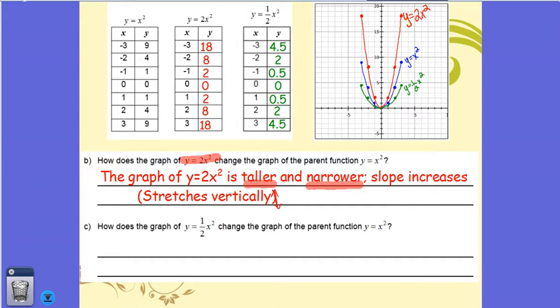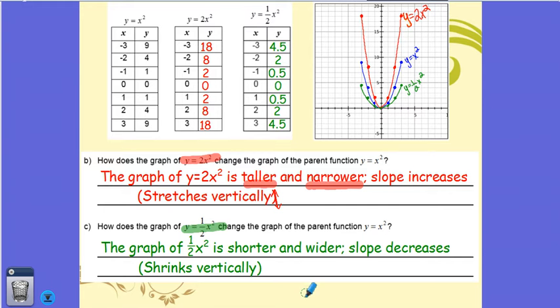We are then asked, how does the graph of y equals 1/2 x squared change from the graph of the parent function? Well, if the parent function's here in blue in the center, now the green function is shorter, it's wider. The y values, we said before, cut in half. So the graph of 1/2 x squared is shorter and wider. The slope decreases. It does not have such a steep slope, such as the blue one in the middle, or especially compared to the red one. And we can call this a vertical shrink. Vertically, going up and down, it's shrunk. It's not reaching as high at the same time.